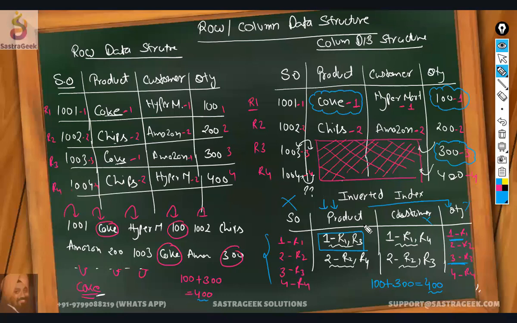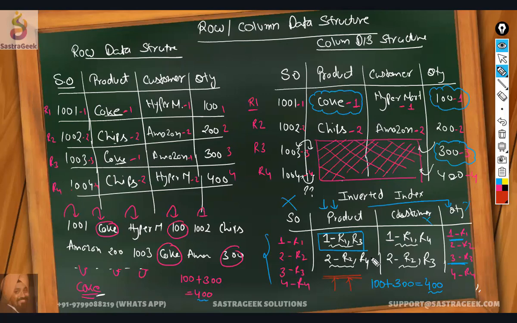is called massive parallel processing. How does massive parallel processing come? Because now each of these columns has its own index. So each column acts as a file. In row data structure, if you have multiple queries to a table, it goes in a sequential way.